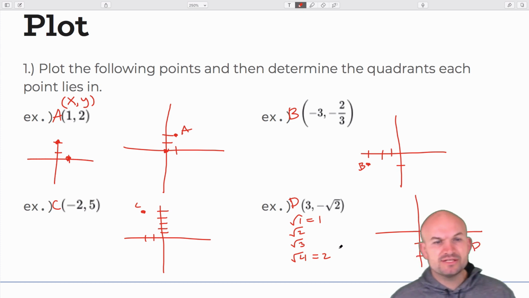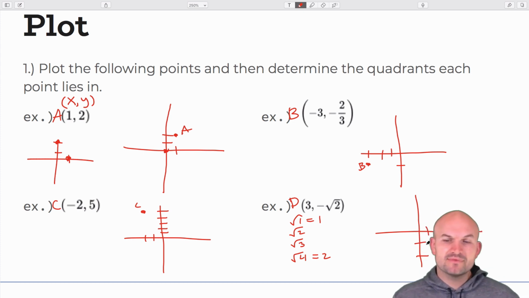The last thing I wanted students to recognize when plotting these points is that each point is in a different quadrant. The reason is that either the x or the y or both are negative. In the first quadrant, my point is positive. In the second quadrant, my x coordinate is negative. In the third quadrant, they're both negative. And in the fourth quadrant, the y coordinate is negative.